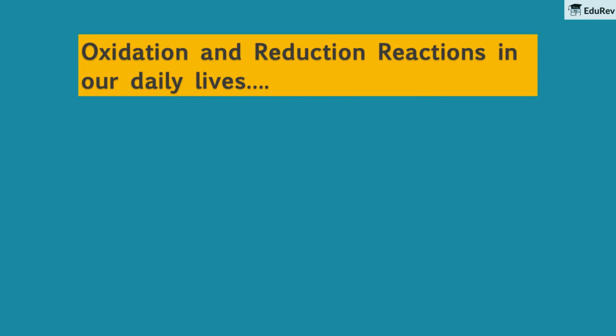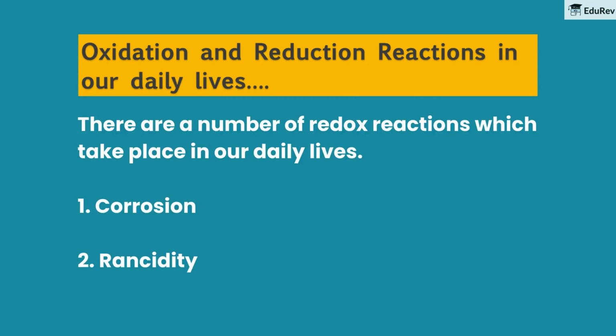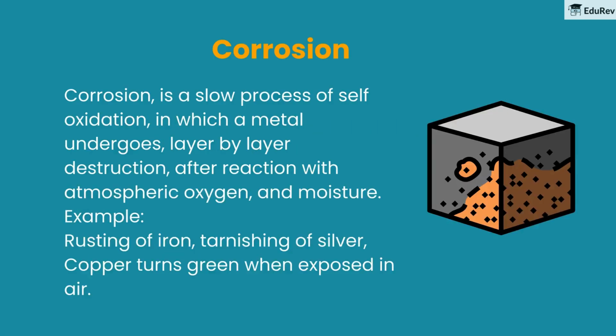Oxidation and reduction reactions in our daily lives. There are a number of redox reactions which take place in our daily lives. Corrosion and rancidity. Corrosion is a slow process of self-oxidation in which a metal undergoes layer by layer destruction after reaction with atmospheric oxygen and moisture. Example: rusting of iron, tarnishing of silver, copper turns green when exposed in air.